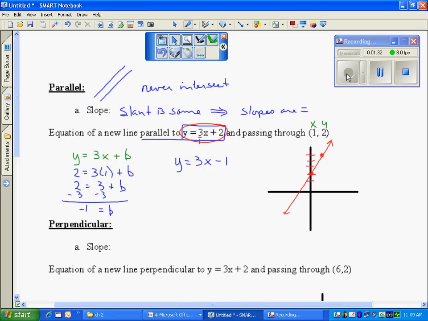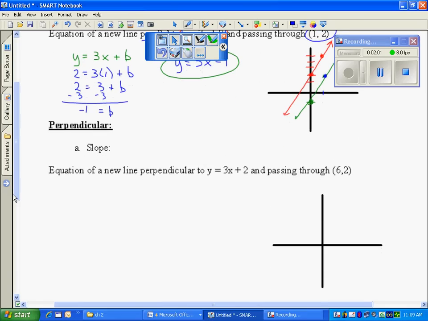Now the line that's supposed to be parallel to this has a y-intercept of -1 and a slope of 3. So I'm going to rise 1, 2, 3 and run 1. Sketching this, my two lines are parallel, never intersecting. We must also double check here, is (1, 2) a solution to my new line? In other words, if I was to go over 1 up 2, is that a solution or lying on the line? Yes, it is.